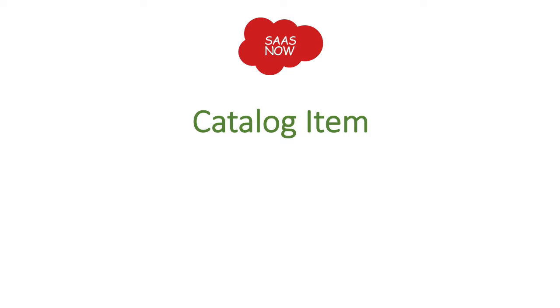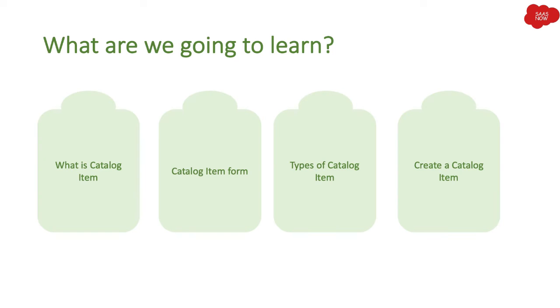In this session, we are going to talk about catalog item. Now, service catalog is basically all about catalog items, because that's what you create for your end users so that they can request it and get the services. So what are we going to learn? We are going to talk about what a catalog item form is, types of catalog item, and how to create a catalog item. I will show you a quick example of how exactly you can create a catalog item.